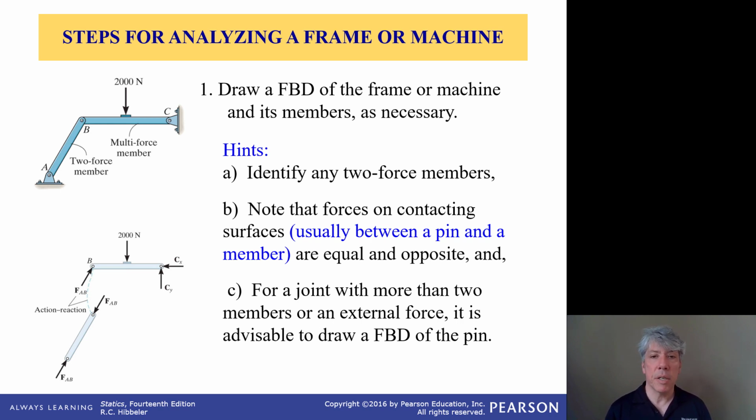It'll make things easier. Now, another thing to remember is that forces are always equal and opposite. So if you've got a pin connected to a member and you need a free body diagram of that pin and a free body diagram of the member, remember the forces that the pin applies to the member and that the member applies to the pin are equal and opposite. And that's really important to include those in their proper sense in the free body diagram.